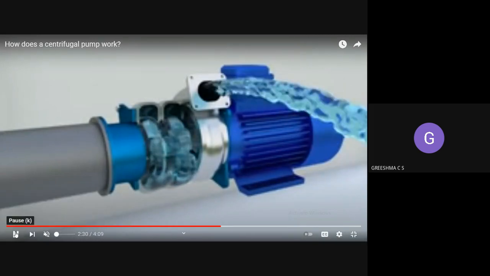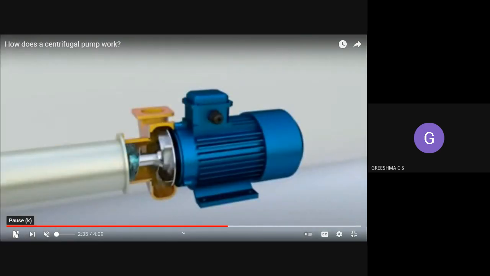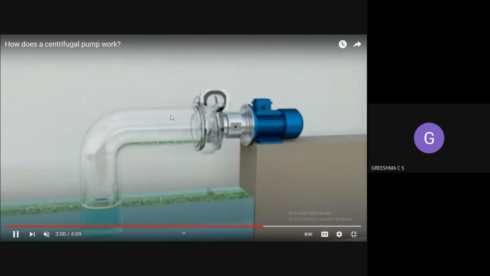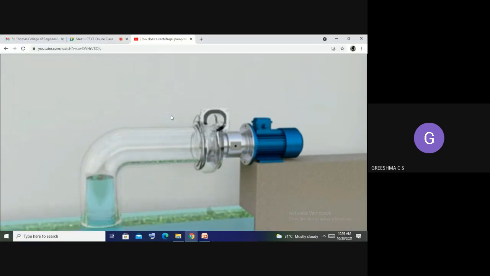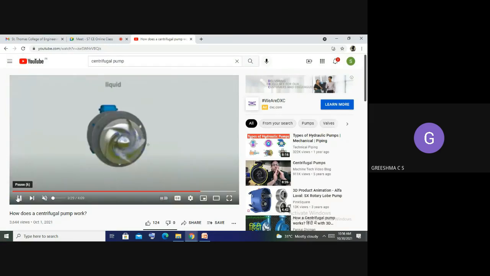See, this is how the centrifugal pump is pushing the water out. Okay, so through here water is coming. So now we can go back to our slides.